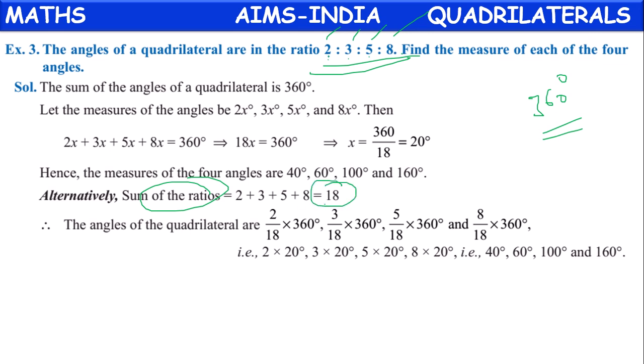So then what is the first one? 2 parts out of 18 parts in 360 degrees. 18 twenties are 360, so 2 twenties are 40. Like this also we can find. Second one, 3 by 18 into 360. 5 by 18 into 360. 8 by 18 into 360. Like that we can find.